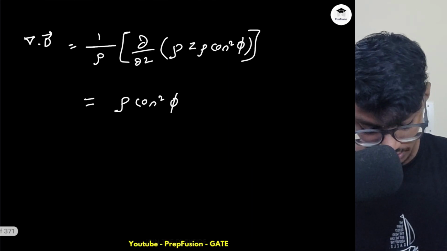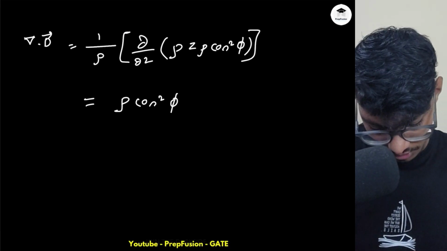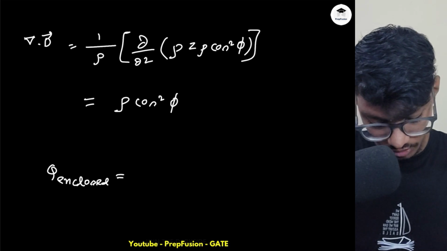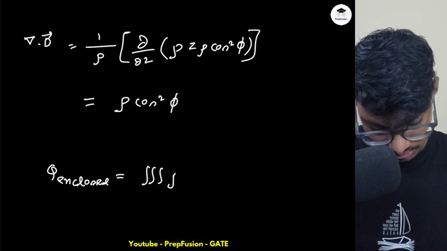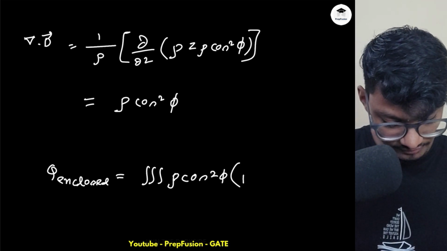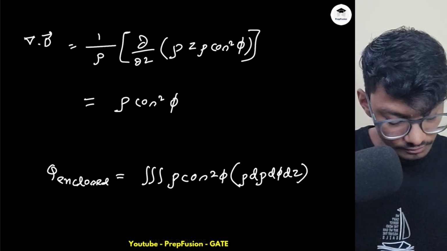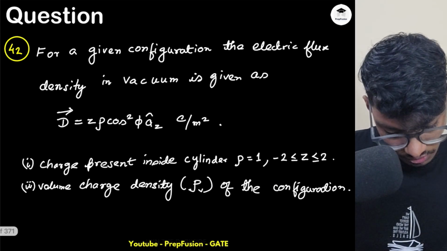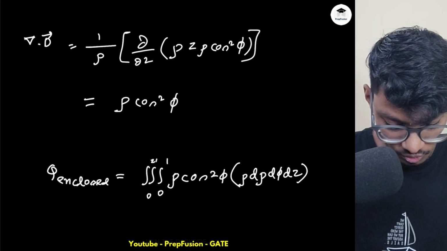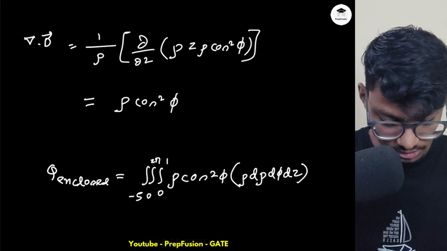Now I can simply do this integration, right? So my flux, or the charge present inside the cylinder, q enclosed, will be simply the triple integration of rho cos square phi, and dv will be changed to rho d rho d phi dz, if you remember. So rho will go from 0 to 1 because radius 1 they have told me. Phi, to cover the total cylinder, goes 0 to 2 pi, and z will go from -5 to +5. This will be the limits.